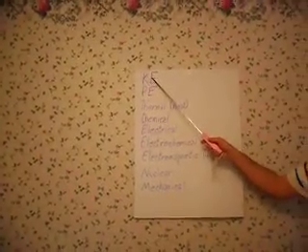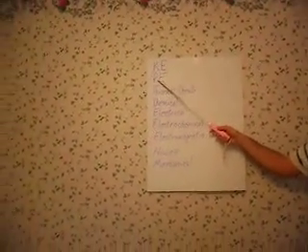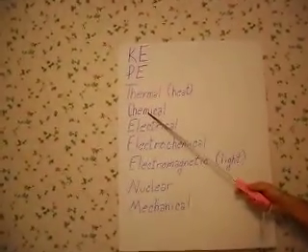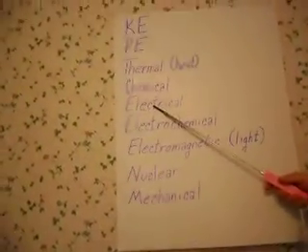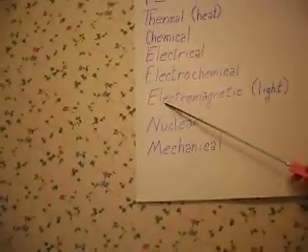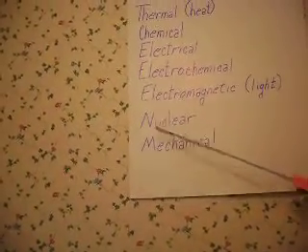We came up with kinetic energy, potential energy, thermal energy or heat, chemical energy, electrical energy, electrochemical energy, electromagnetic energy or light energy, nuclear energy, and mechanical energy. I think that's a great list. Very good. Thank you. I appreciate your help today.